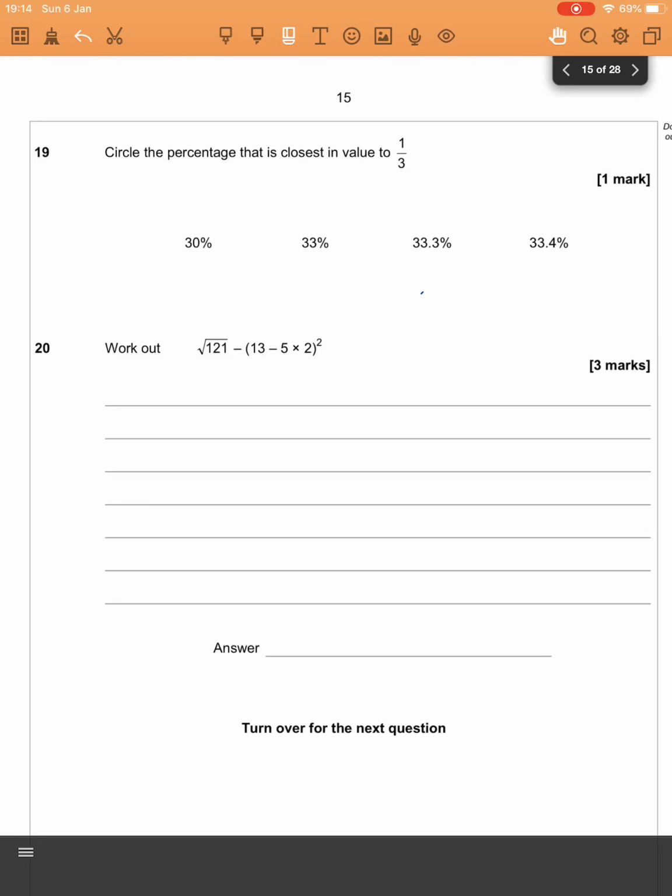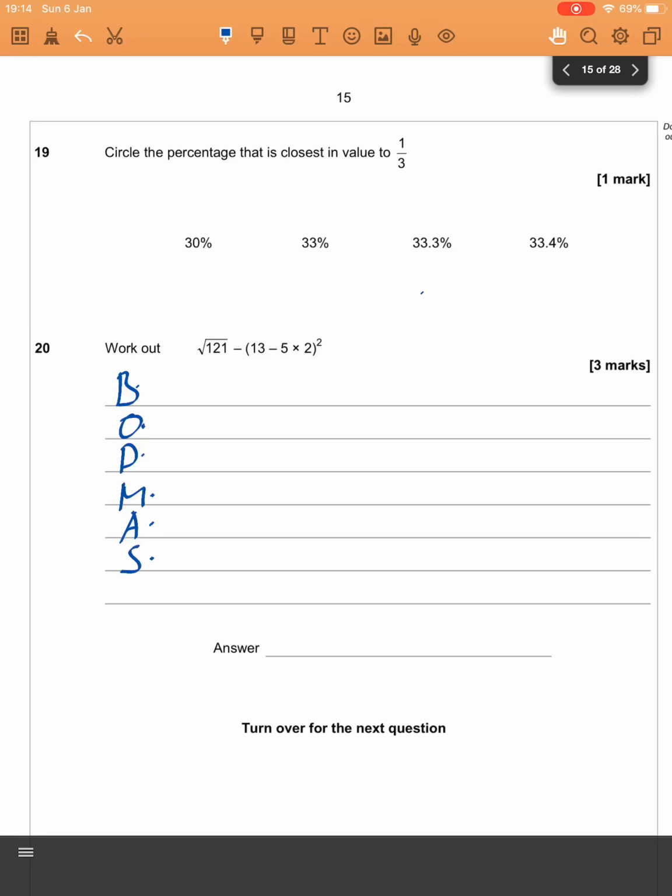Question 20. Work out this sum here. And this is a BODMAS question, or BIDMAS, depending on how you remember the order of operations. So BODMAS is a rule we can use to remind us of the order we have to do calculations in. So it's brackets, then orders, which are powers, division, multiplication, addition, and subtraction. And that's the order that every sum has to be calculated in.